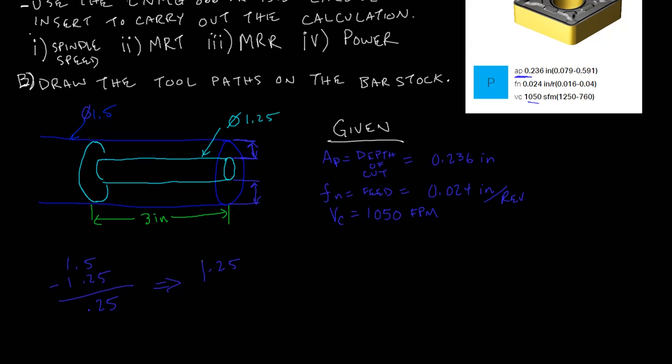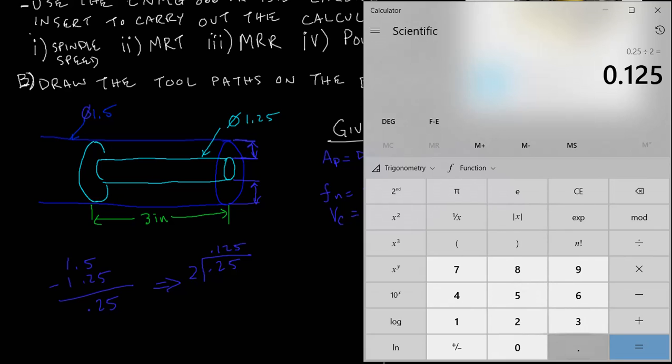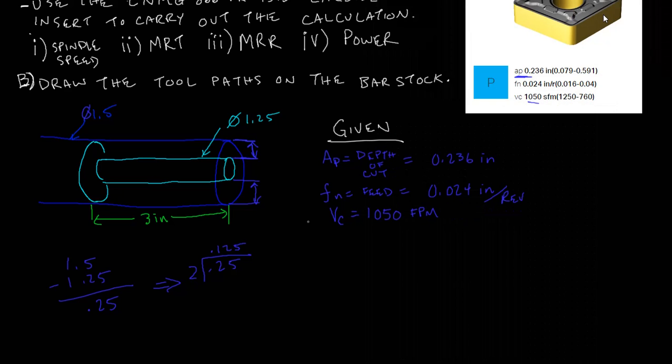So 0.25 divided by 2 is equal to 0.125. Let's just make sure. 0.25 divided by 2 is equal to 0.125. Right on. So the depth of cut that I need to take to turn a 1.5 bar down to 1.25 is 0.125 inches.